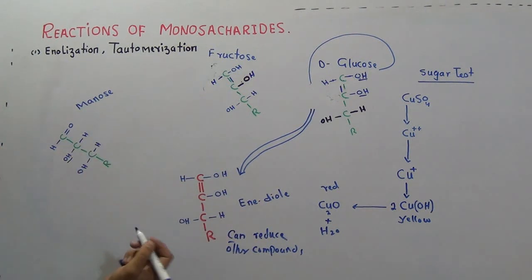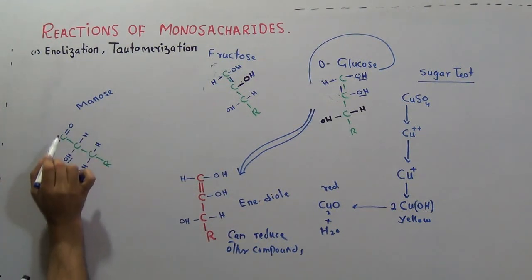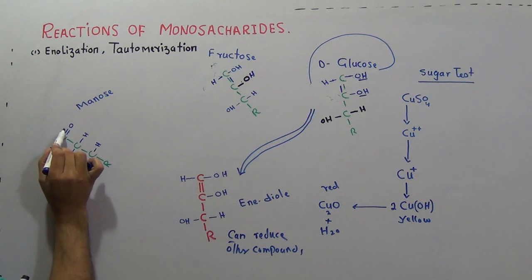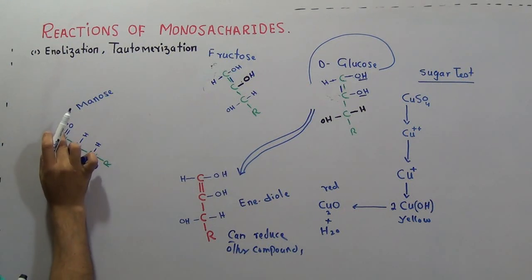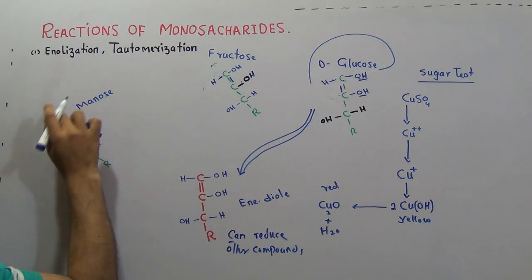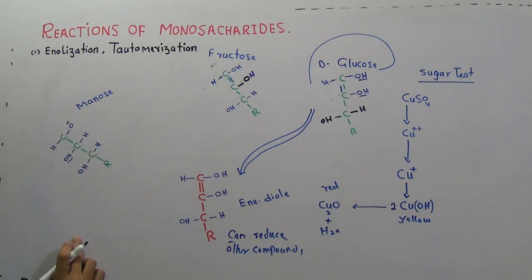This is mannose. Again, what will happen? You can write it again that this double bond O will be shifted towards oxygen, and oxygen will become electronegative.